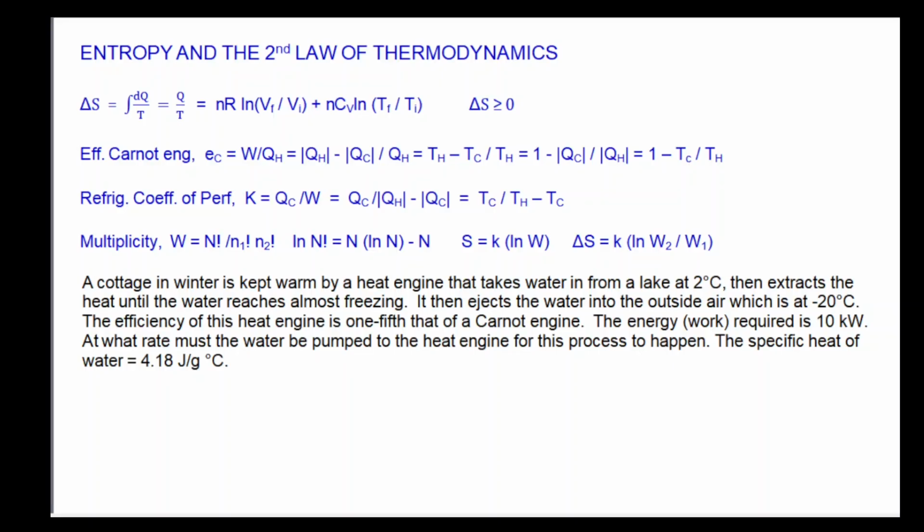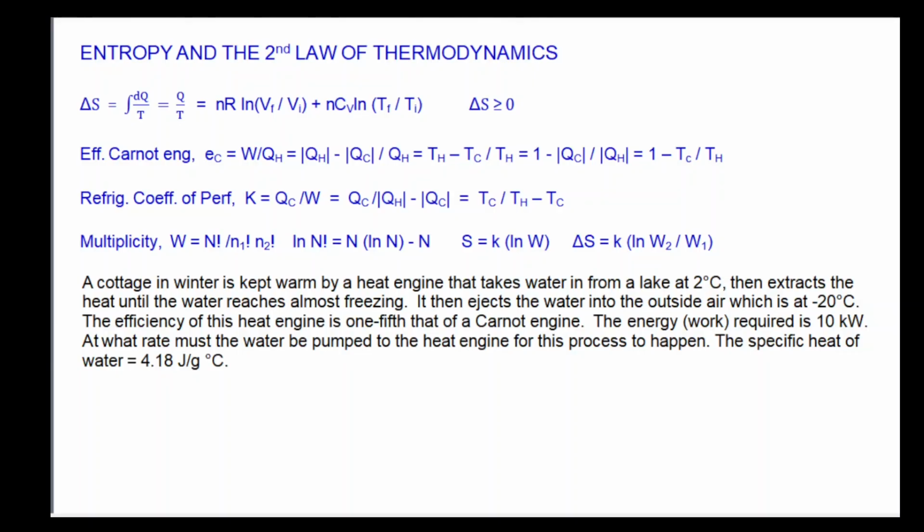Let's do another problem. A cottage in winter is kept warm by a heat engine that takes water in from a lake at 2 degrees Celsius, then extracts the heat until the water almost reaches freezing. It then ejects the water into the outside air, which is at minus 20 degrees Celsius. The efficiency of this heat engine is 1/5 that of a Carnot engine. The energy or work required is 10 kilowatts. At what rate must the water be pumped to the heat engine for this process to happen? The specific heat of water is equal to 4.18 joules per gram degree Celsius.